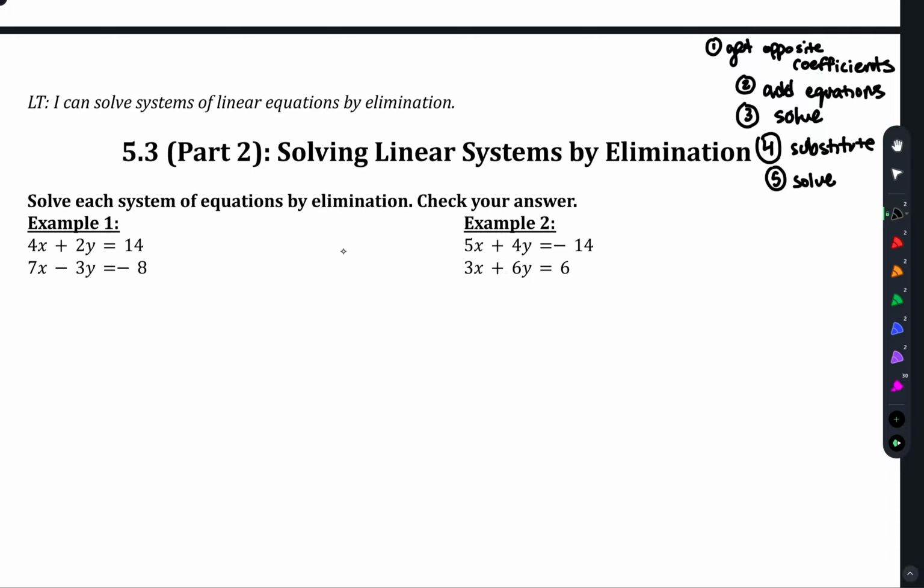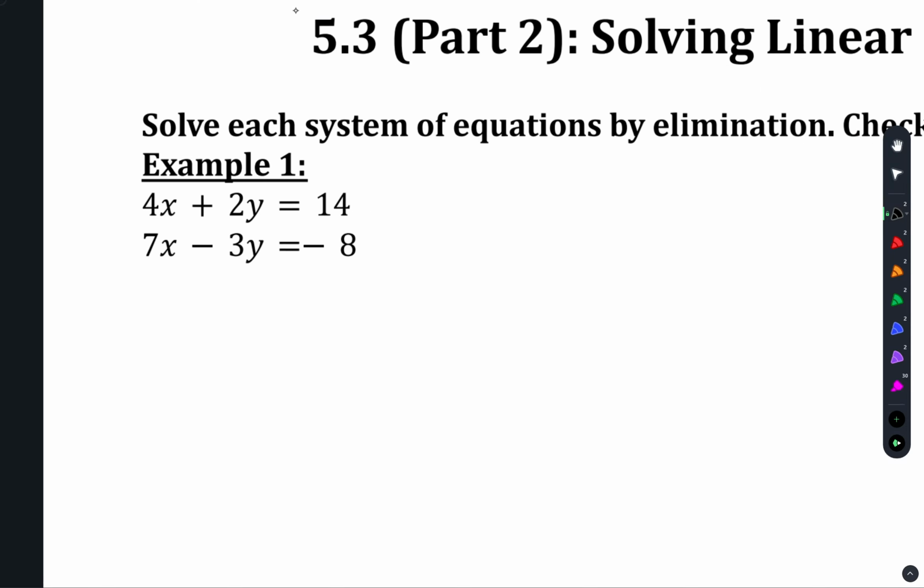So we're going to figure out what's a least common multiple between either the x's or the y's. I like to go with something that's usually smaller. So for example here, 4 and 7, their least common multiple is 28. I don't want to go there. I'd rather stick with the 2 and the 3. Their least common multiple is what? 6.